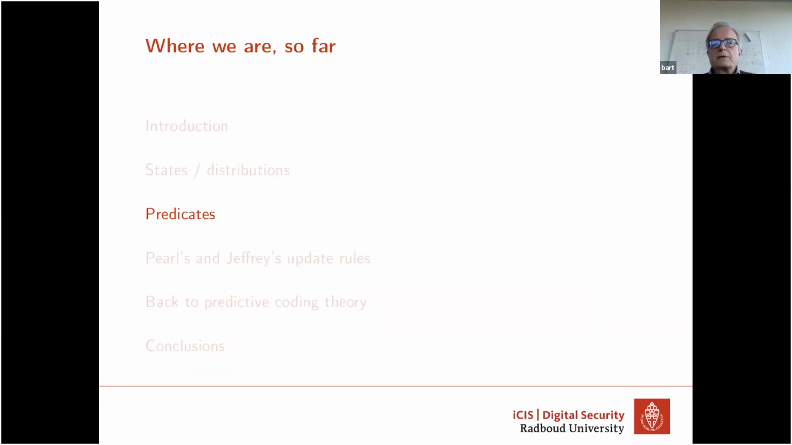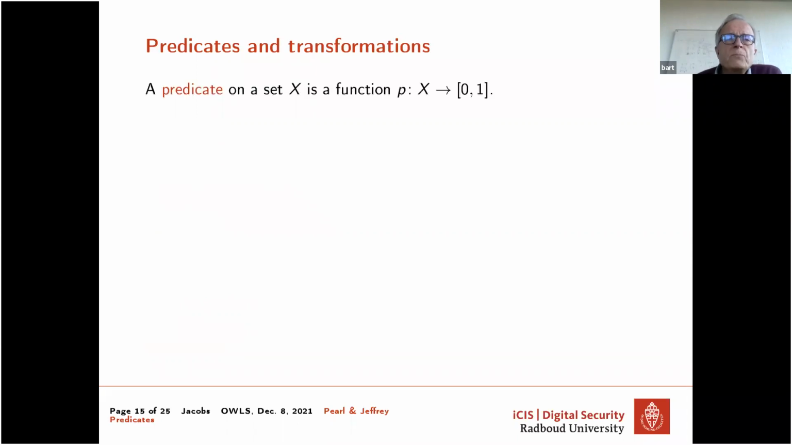Okay, predicates. Let's move to logic. A predicate, as said in the beginning, will be a fuzzy function. So a predicate on the set X is a function from X to [0, 1].